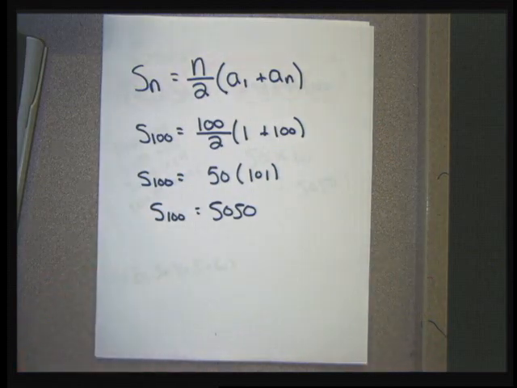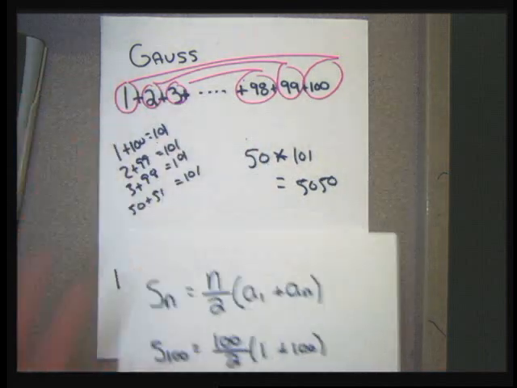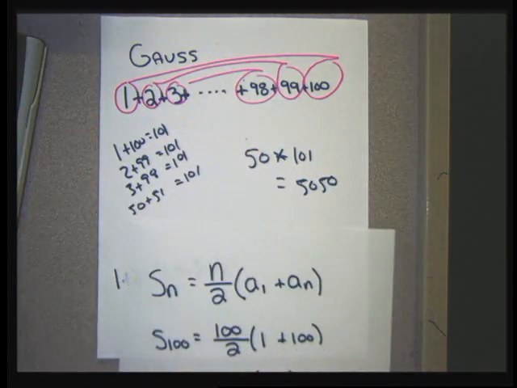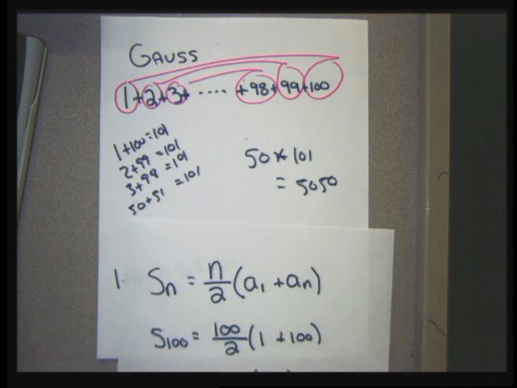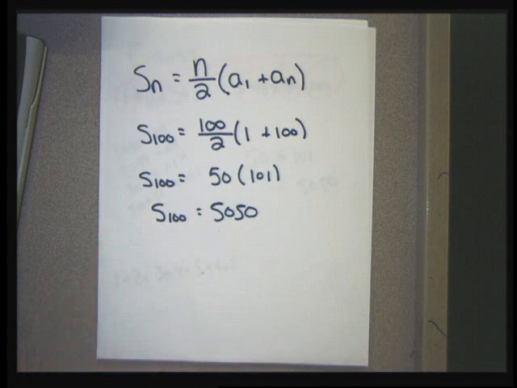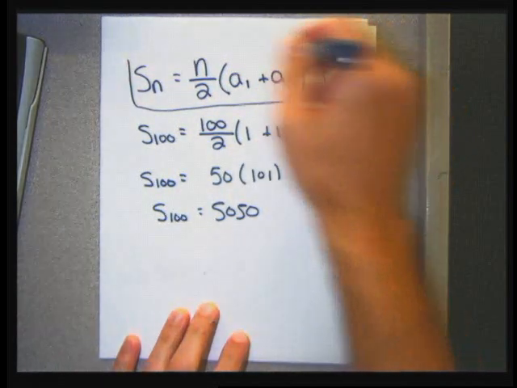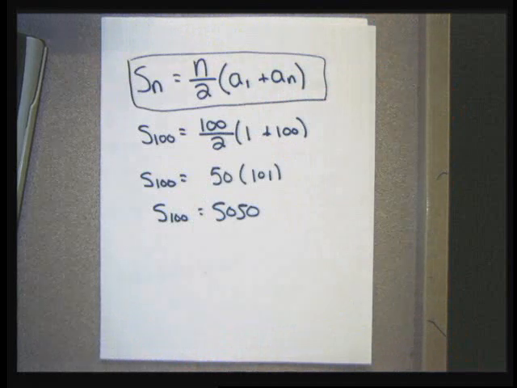And that's essentially what Gauss did. He didn't know the formula, apparently, but he developed the formula in his head, just combining the first and the last, the second from the first and the second from the last. They all add to the same number, and then we multiply the number of pairs times the sum of each pair. But this formula, for those of us that aren't Gauss, is going to be what we use to add up terms in arithmetic sequences.